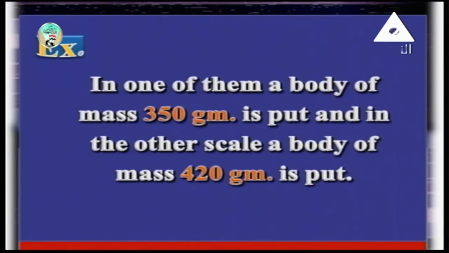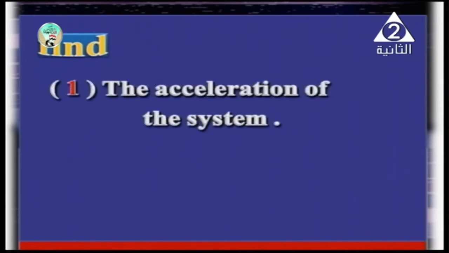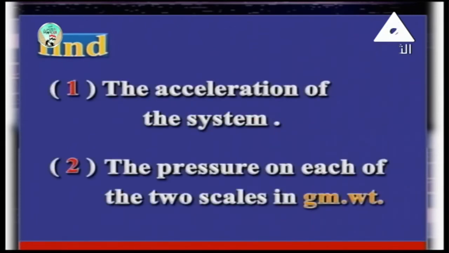My dear student, we have two bodies. The first has mass 350 gram, and in the other scale, a body of mass 420 gram. Then M2 is more than M1. My dear student, what is required? Number one, the acceleration of the system. Number two, the pressure of each of the two scales in gram weight. Solution.